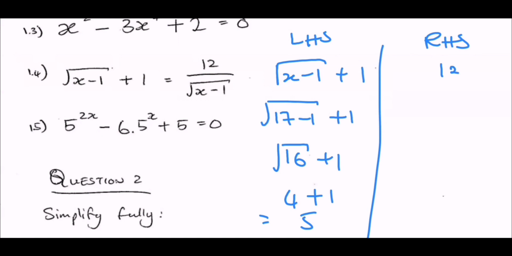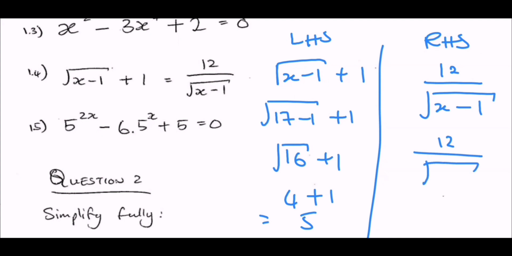Let's do it now on the other side. Here we have 12 over the square root of x minus 1. If x is 17, we know that is 16, and the square root of 16 is 4. 12 divided by 4 is 3. So can you see we don't get the same answer? 5 can't be equal to 3. And so that must mean that 17 is not a proper solution.